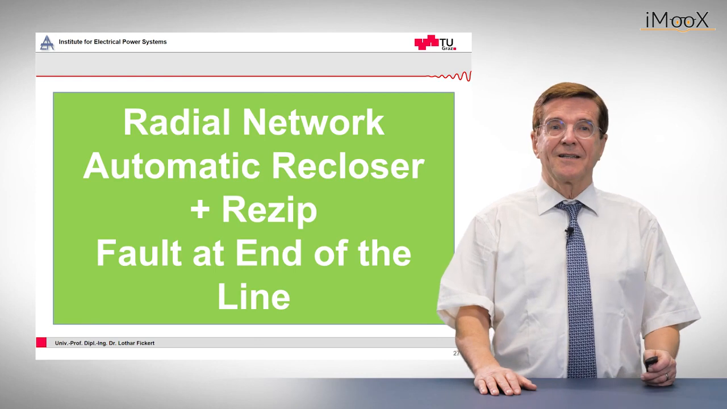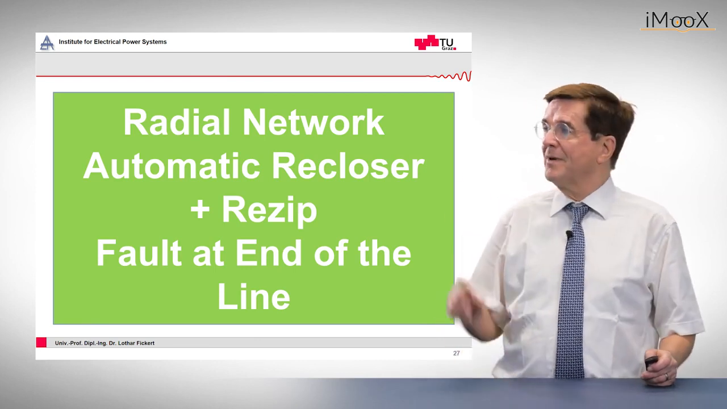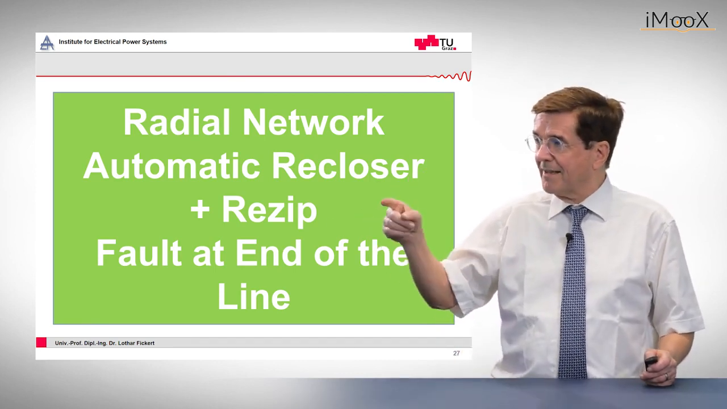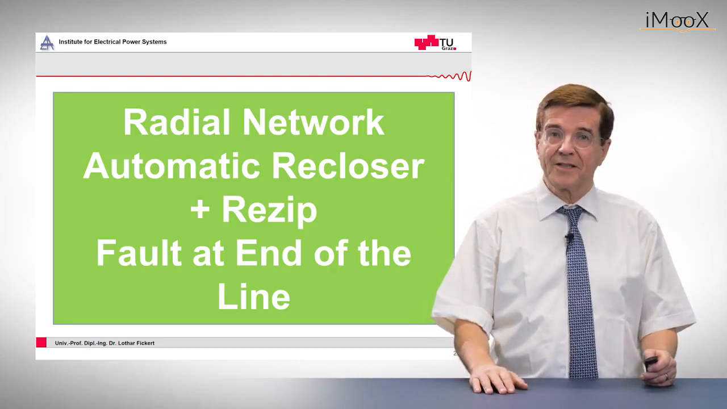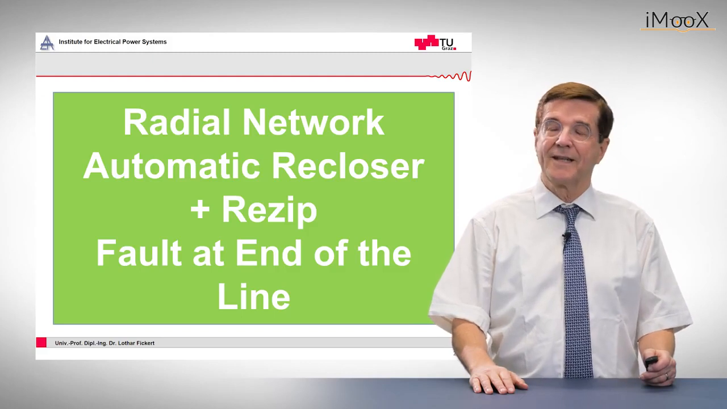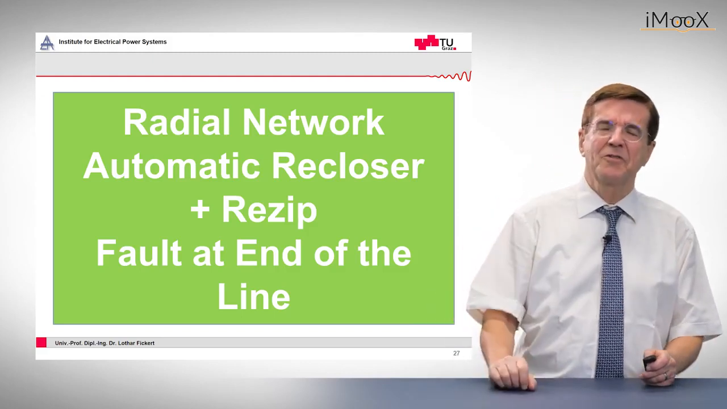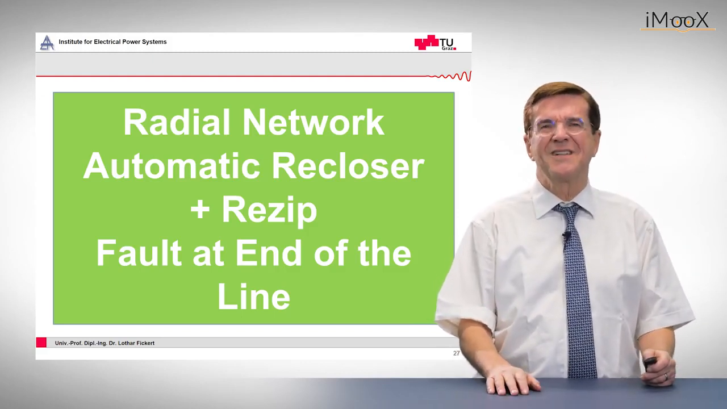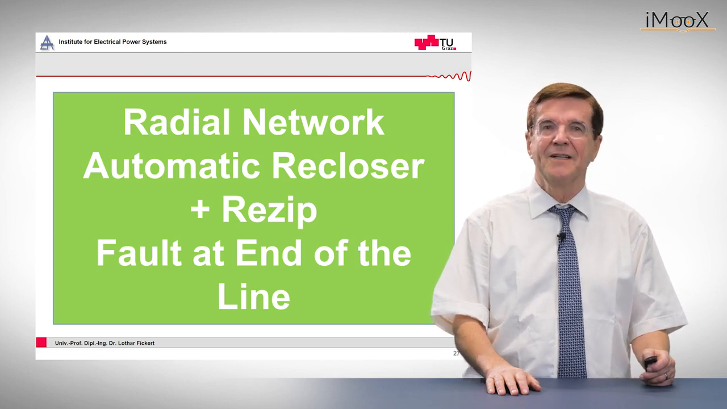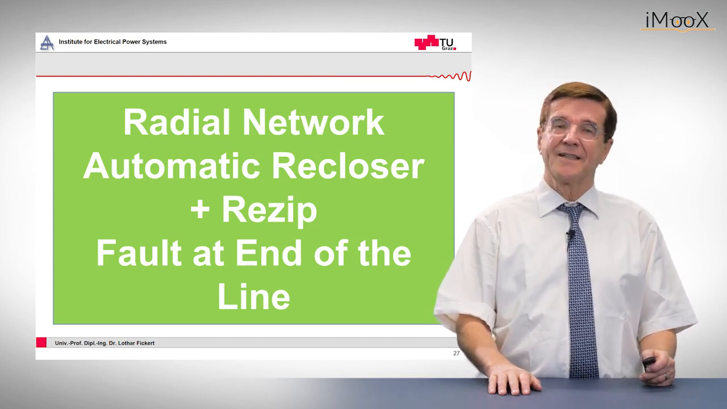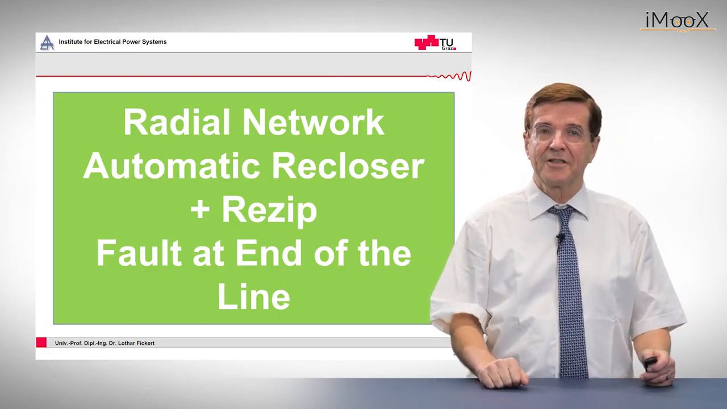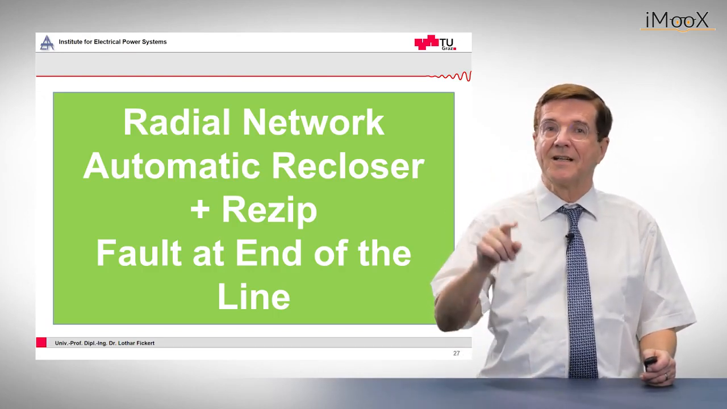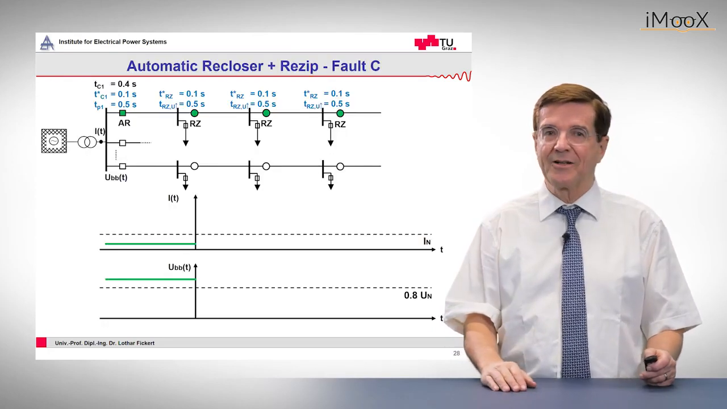Now let's look at a radial network with an automatic recloser and a ReZip recloser. This is a new type of protection device, and we assume a fault at the end of the line. Let me give a few words about the principle of the ReZip recloser. A ReZip recloser is a device that is capable not only of time-graded protection, but also of logically graded protection. And we see how it works.